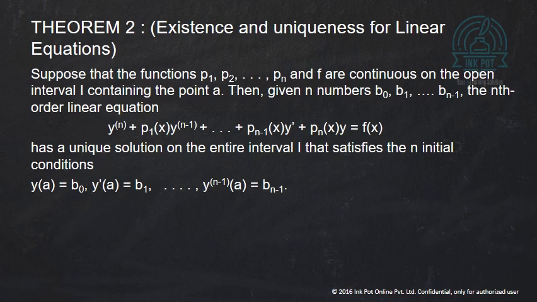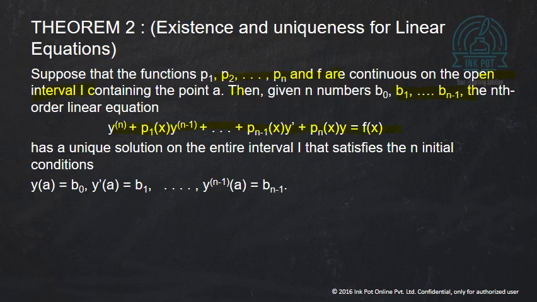Parallel to what we have seen for second order linear differential equations, we have the result for existence and uniqueness of solution for linear equations of nth order. So the theorem says that if we have functions p1, p2 up till pn and f which are continuous on the open interval I, which contains a point a, and we are given n numbers b0, b1 till b(n-1), then the nth order linear differential equation y^(n) plus p1(x) y^(n-1) plus ... plus p(n-1)(x) y' plus pn(x) y is equal to f(x).